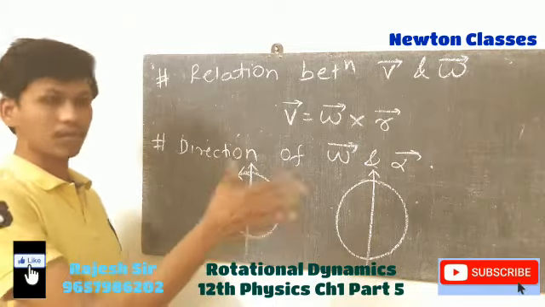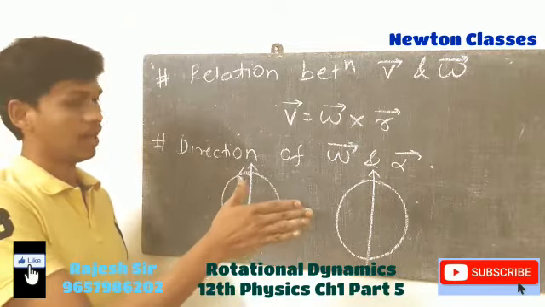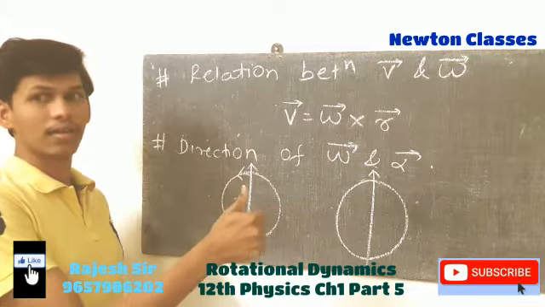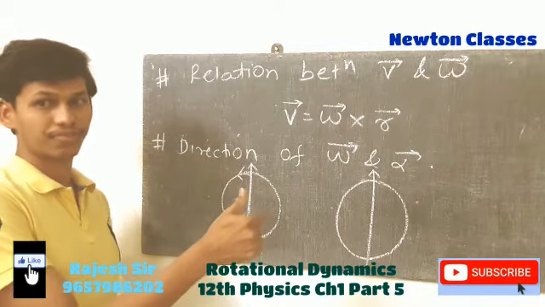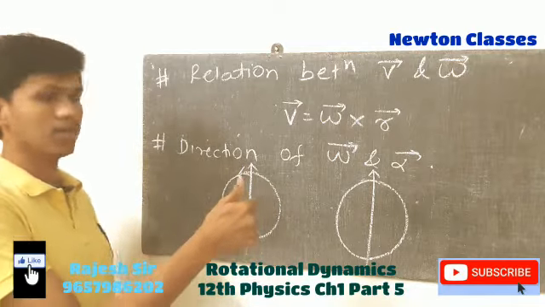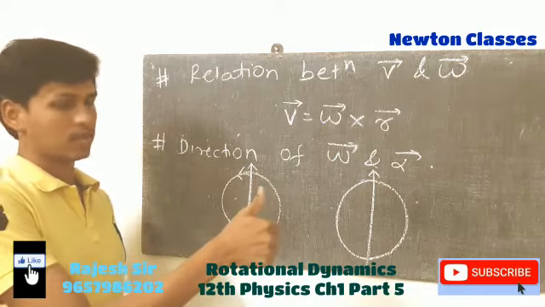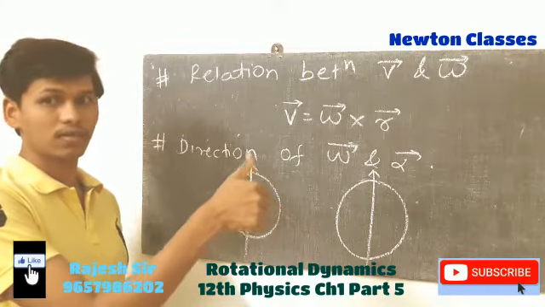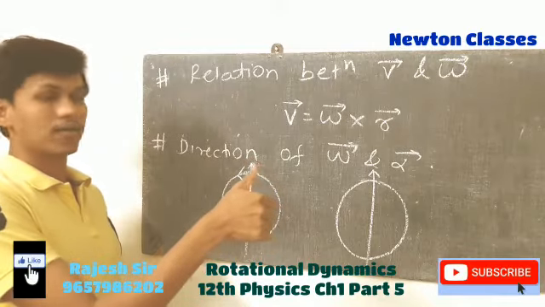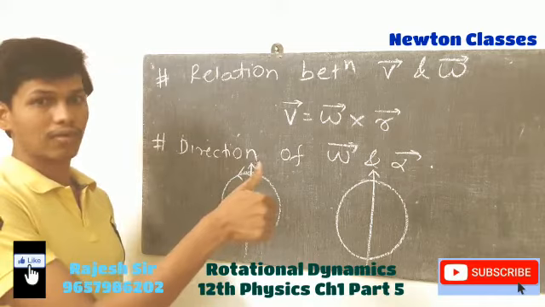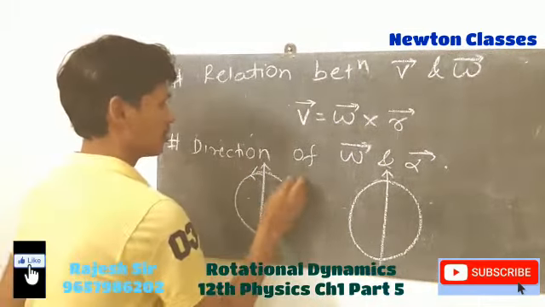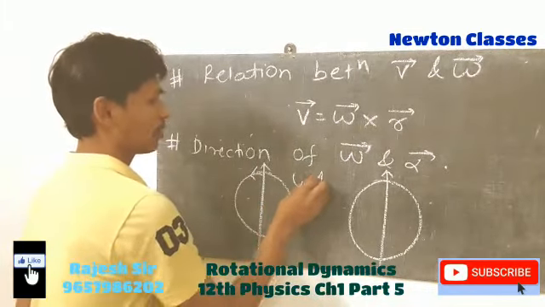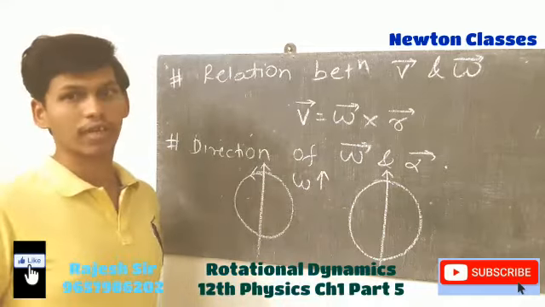Now consider your right hand and these fingers are curved in the direction of the circular motion, that is in the anti-clockwise direction. Then your thumb denotes the direction of the angular velocity, that is, the direction of the thumb is the direction of angular velocity. Therefore in this case the direction of angular velocity omega is in upward direction.